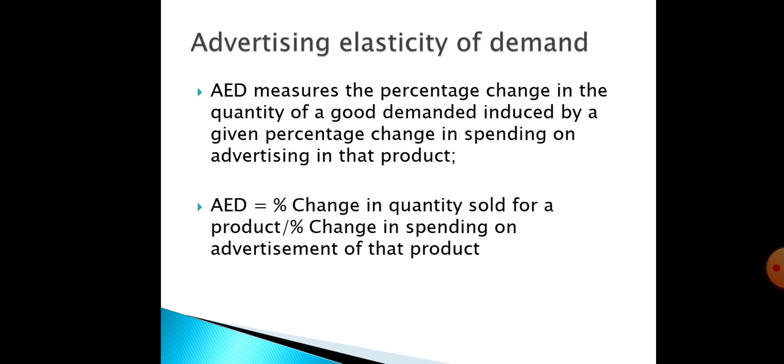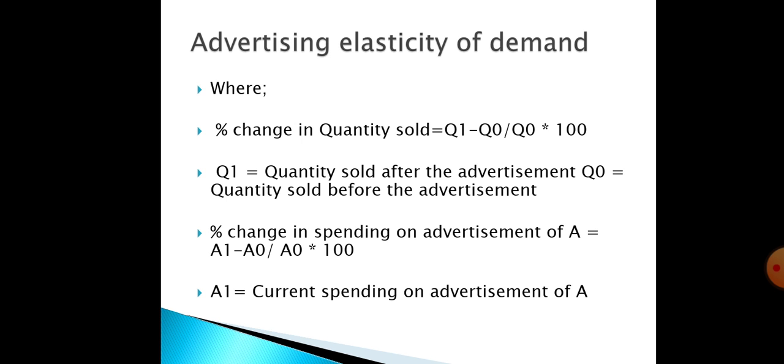Advertising elasticity measures the percentage change in the quantity of a good demanded induced by a percentage change in spending on advertising for that product. The formula is the percentage change in quantity sold for a product divided by the percentage change in spending on advertisement of that product, where the percentage change in quantity sold is equal to Q1 minus Q0 divided by Q0 multiplied by 100. Q1 is the current quantity, Q0 is the previous quantity that was demanded. The percentage change in spending on advertisement is A1 minus A0 divided by A0 multiplied by 100. A1 is the current spending on advertisement.